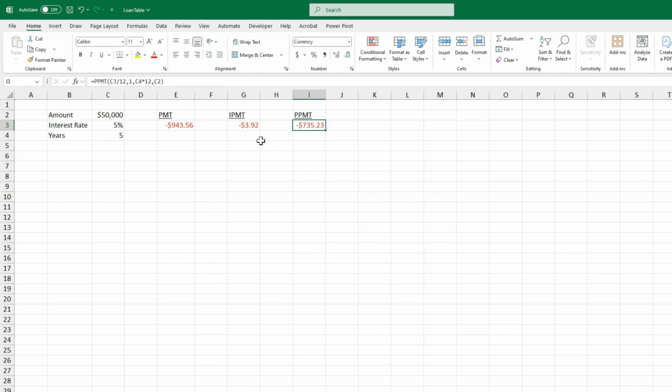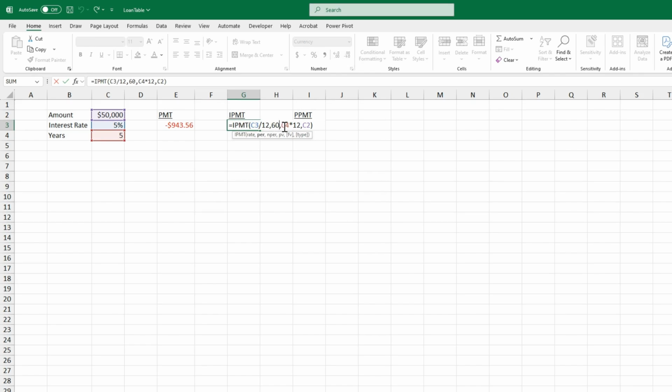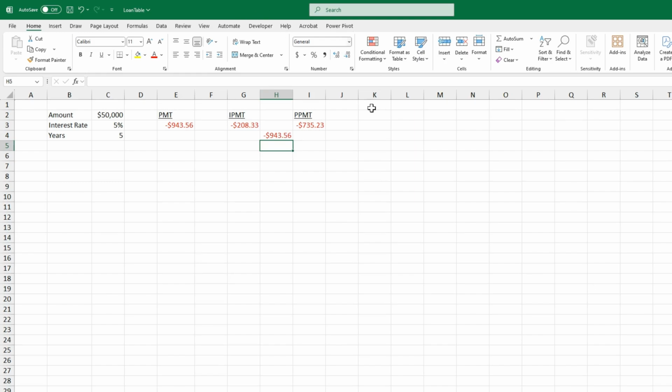So as time goes on, your interest payment gets smaller and your principal payment gets larger. Let's take this guy and put him back to our first period. So now that both of these are at their first period, if I added them together, let's say G3 plus I3, I get negative $943, which turns out to be my regular payment.